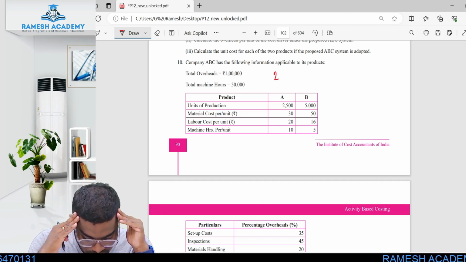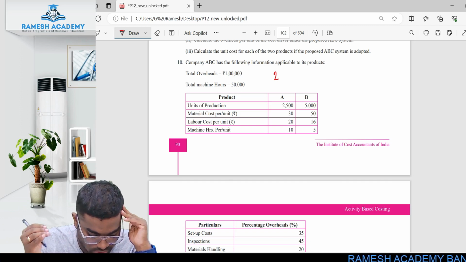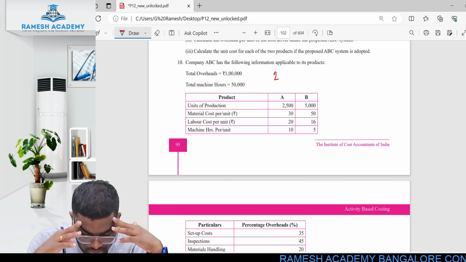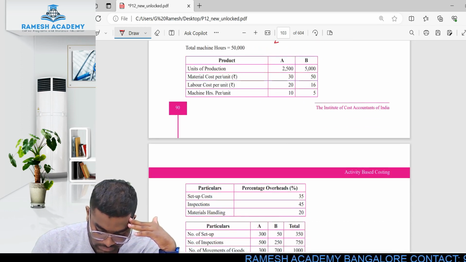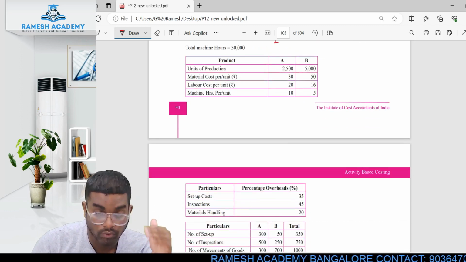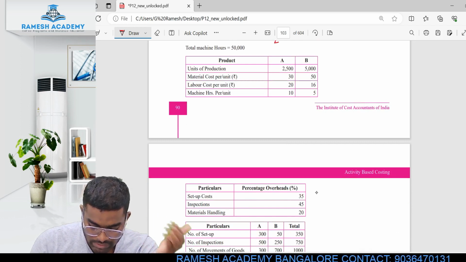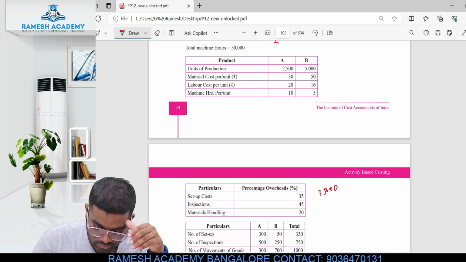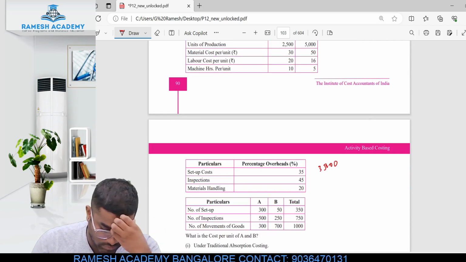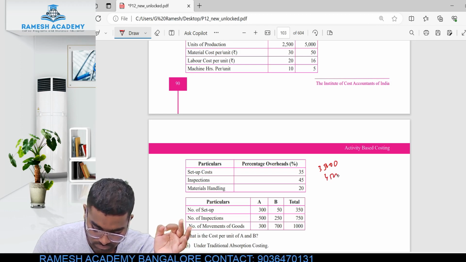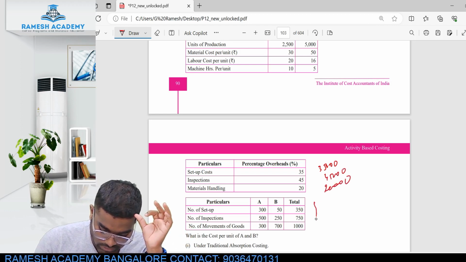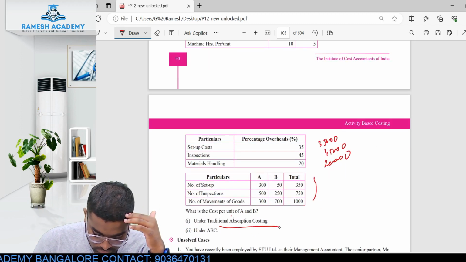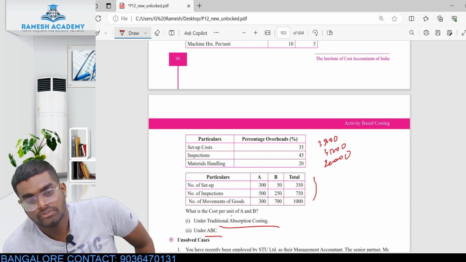Units of production is 2,500 and 5,000. Material cost, labor cost, machine hours per unit. So they have given machine hours, then multiplied by cost, you will get the machine hour rate. Then they are telling that the overhead they have divided into three things. Setup cost is 35%, so 35,000. So total is 1 lakh. Inspection is 45%, which means 45,000 and 20,000. And they have given the cost drivers. Then cost per unit and absorption costing ABC. This we can do now.